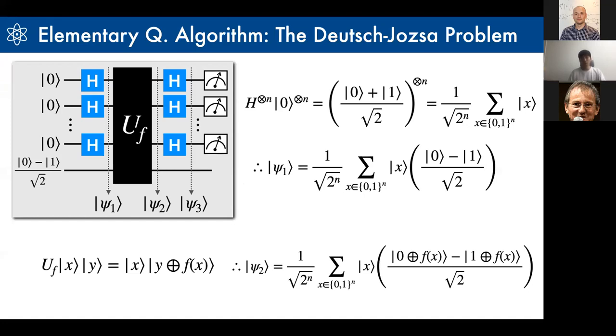In computer science, you also call it an oracle, because it's just something that's given to you. After going through this oracle, the quantum state that you get can be expressed like this, right? Because psi 1 was that, we just apply this rule, and this is what we should get.